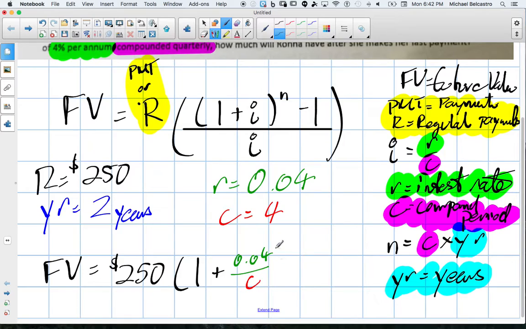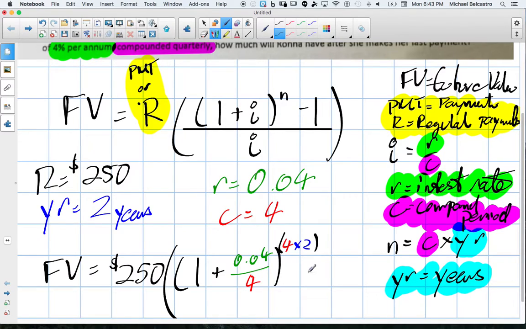To the power of N. N is 4. Oops, thank you. I just wrote C, didn't I? N is 4 times the number of years. Our number of years in this one was 2. But again, I'm going to manipulate that, so just make a note of that. We're coming back to that amount.